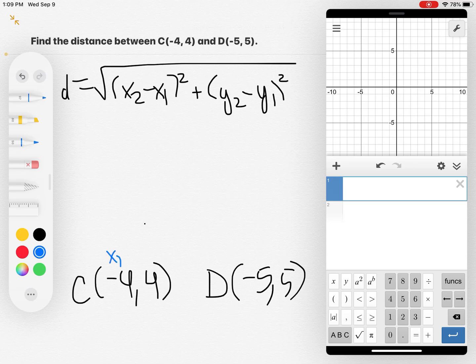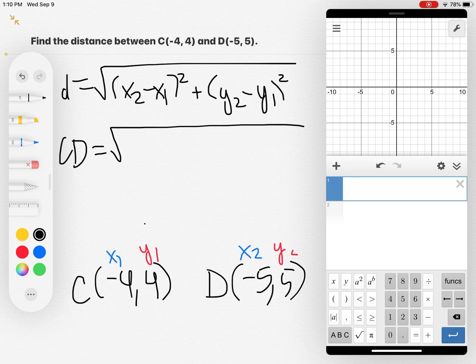My first point is x1, y1. My second ordered pair is x2, y2. Since we are finding the distance between C and D, that's the same as finding the length of line segment CD, which we write as capital CD. Let's plug things into our formula.